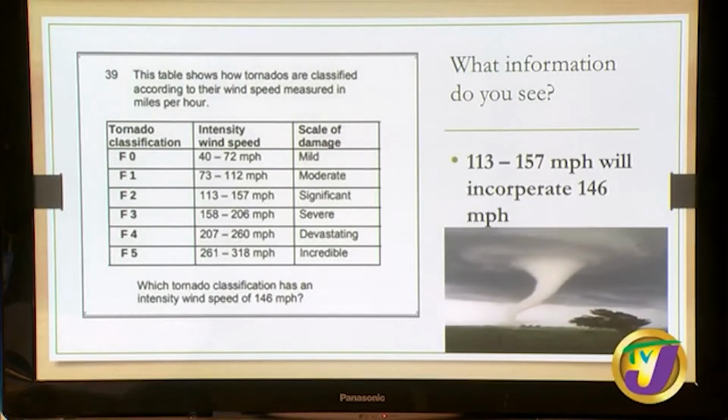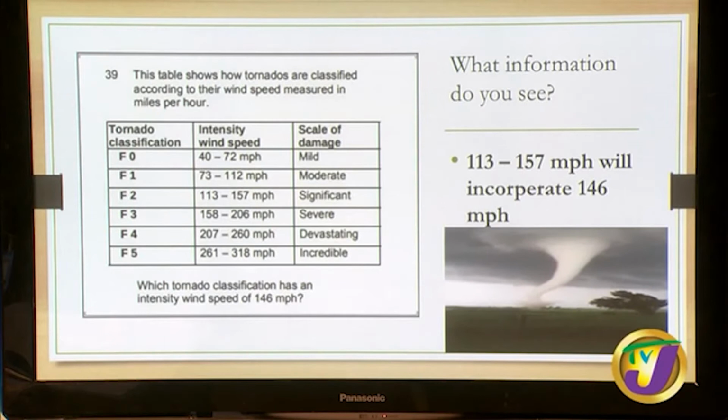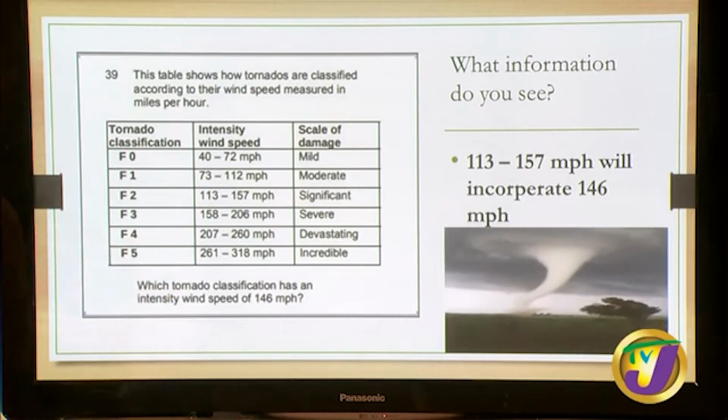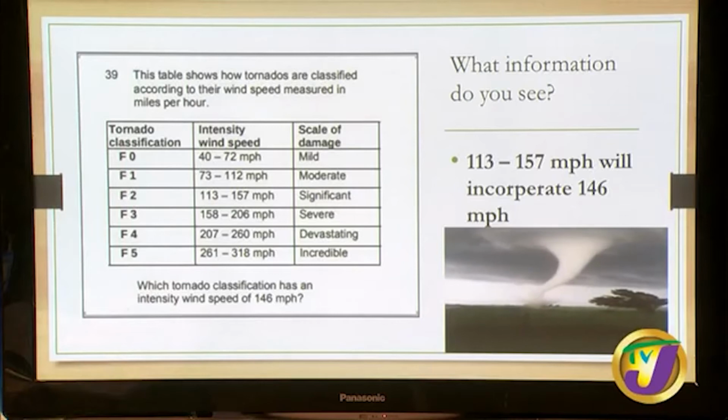Okay, and you see the little tornado there, for those who, we don't have tornadoes in Jamaica. We have what we call whirlwind, but we've never really seen this here. So that's one for those who don't know.